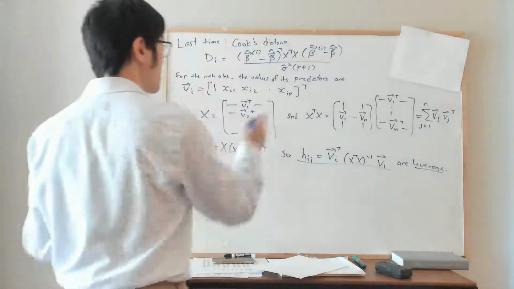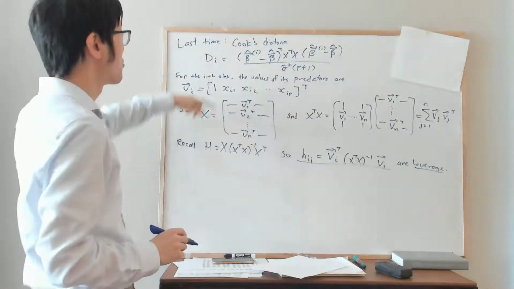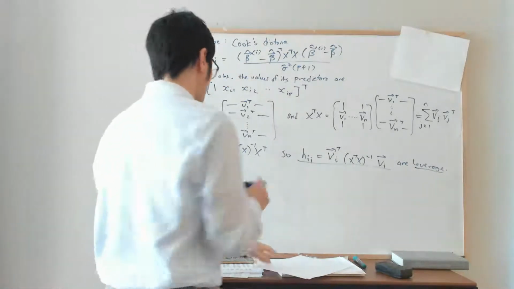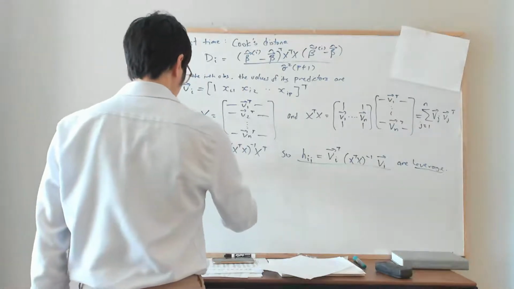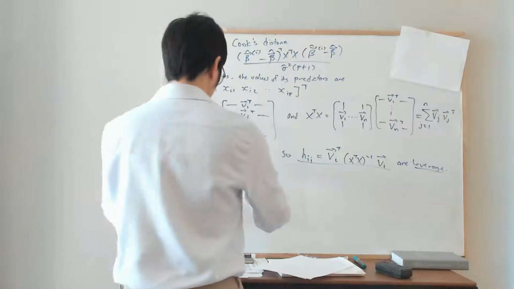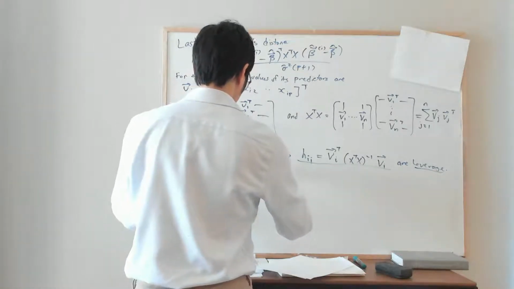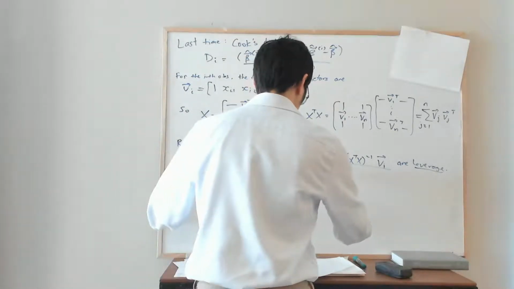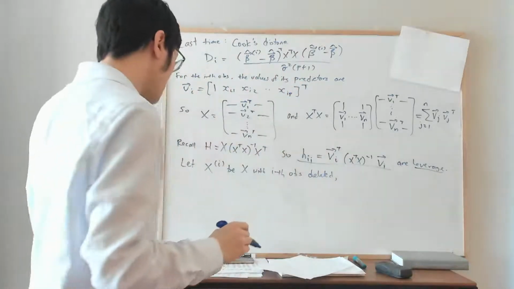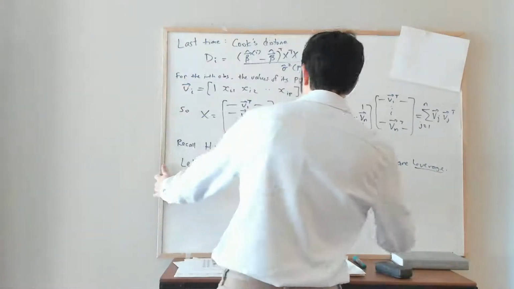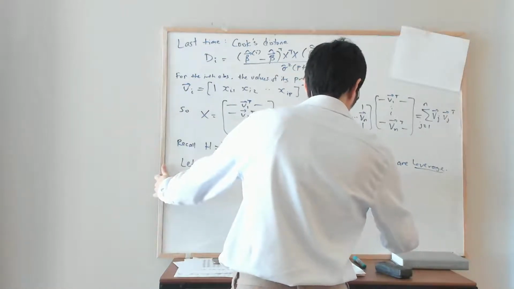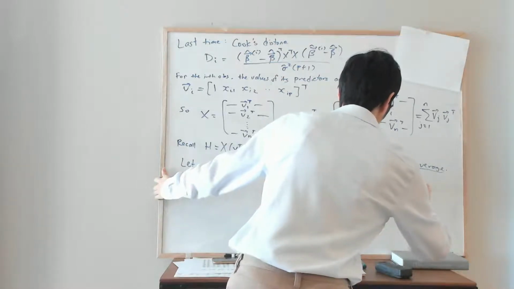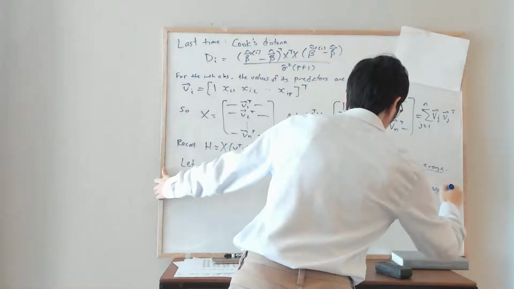Now let's move on to what happens when we delete, because in order to calculate Cook's distance, we need to delete the ith observation. Let X_(i) be X with the ith observation deleted, and similarly let y_(i) be the response vector with the ith response deleted.